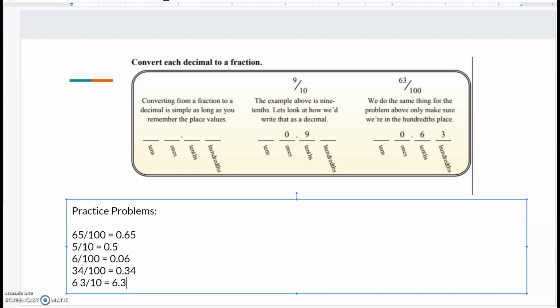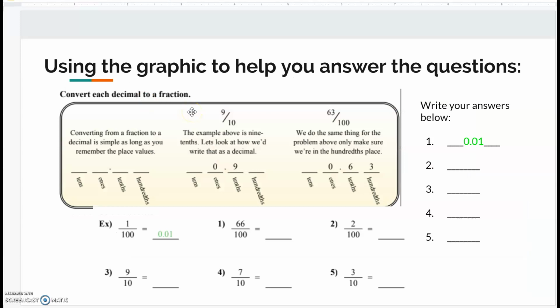On this final slide, this is going to be where you're going to be completing your independent work. And I've given you the graphic again. So it says using the graphic to help you answer the questions. You're going to convert each decimal to a fraction. So here's the graphic. And then you're actually going to type your answers over here on this line. I've done the first one for you. So your example is 1/100th. So it would be written as 0.01. You're going to type right over here. The lines will move as you type.